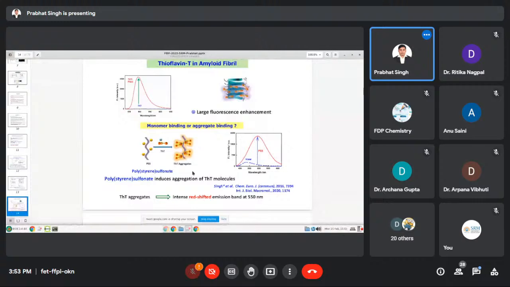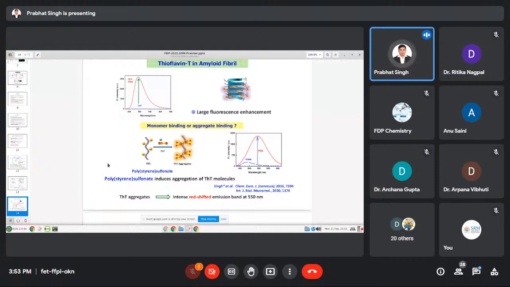What we do, we took a polystyrene sulfonate. Polystyrene sulfonate, you would know, it's a polymer with a lot of negative charges around it. So it's a polyelectrolyte nature. And then we tried putting thioflavin T. But why do we choose polystyrene sulfonate? So polyelectrolytes are known for inducing aggregation.